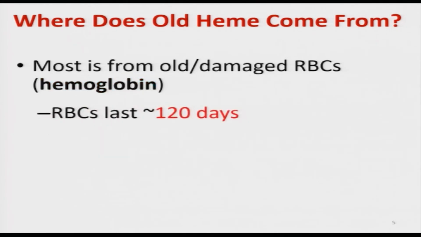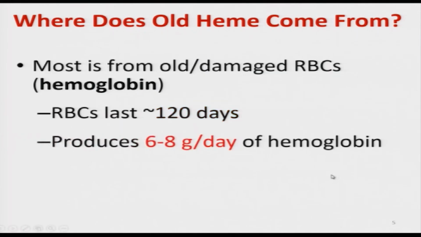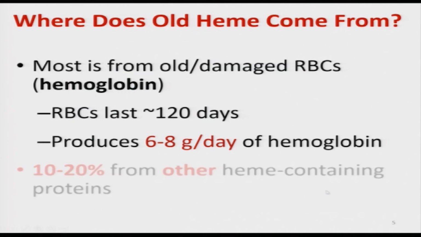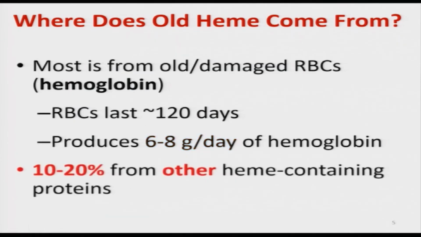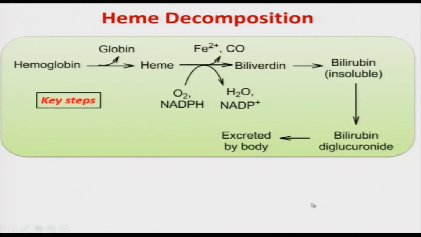As all of us know, red blood cells have a lifespan of only 120 days. After that they have to be decomposed, and basically every day around 6 to 8 gram of hemoglobin is broken down, and another 10 to 20% of this heme comes from other heme containing proteins. These heme centers undergo decomposition, and nature has designed an enzyme called heme oxygenase to do this. So, what is happening?